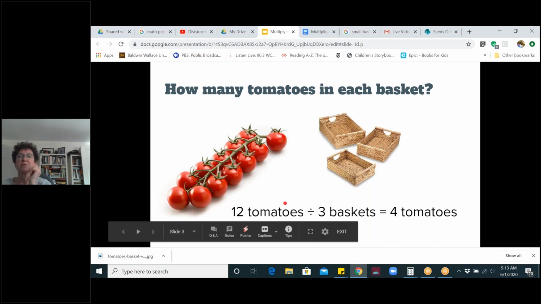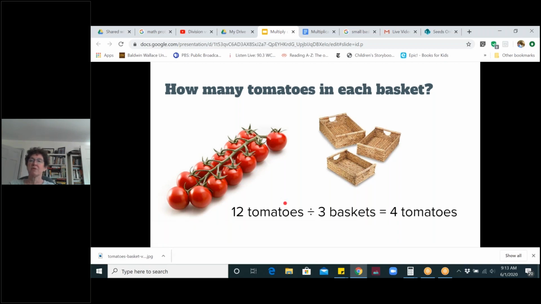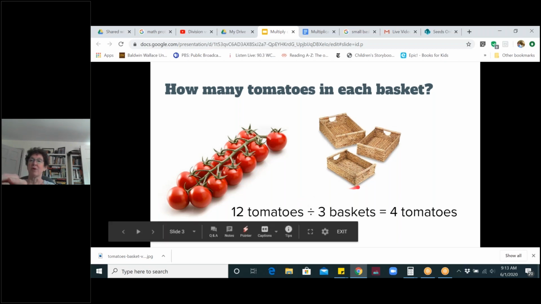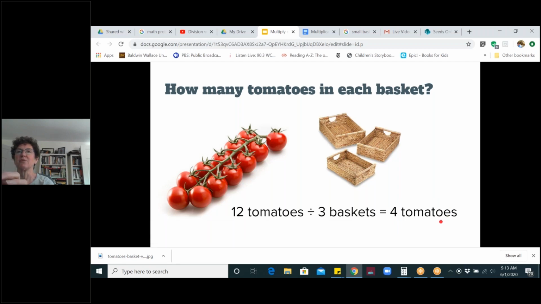That equation comes out to be 12 tomatoes divided by 3 baskets equals 4 tomatoes in each basket. So again, the baskets are representing our groups, the number of groups we have, and then the 4 tomatoes is how many in each group. So the basket is how many groups. The 4 tomatoes is how many items in each group, or the size of the group. Get the difference between these two.